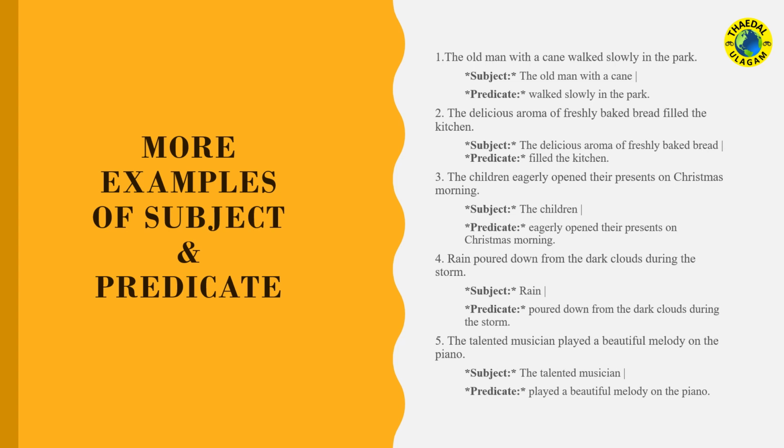3. The children eagerly opened their presents on Christmas morning. Here, the children is the subject and eagerly opened their presents on Christmas morning is the predicate. 4. Rain poured down from the dark clouds during the storm. Here, rain is the subject and poured down from the dark clouds during the storm is the predicate.